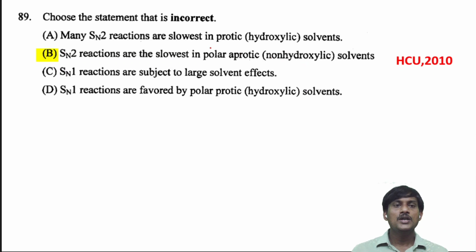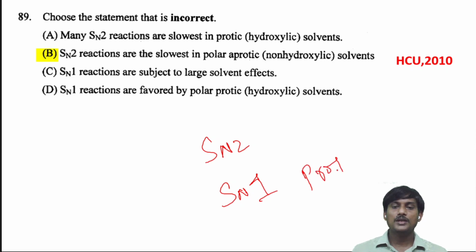Choose the statement that is incorrect. Many SN2 reactions are slowest in protic solvents. Okay, if you take the solvent effect, for SN1, polar protic solvents, and for SN2, aprotic solvents are most favorable. So many SN2 reactions are slowest in protic solvents. So this one is correct. Aprotic solvents are better for SN2 reaction. In protic solvents, the nucleophile will be solvated and the nucleophilicity decreases. So the rate of SN2 reaction decreases.